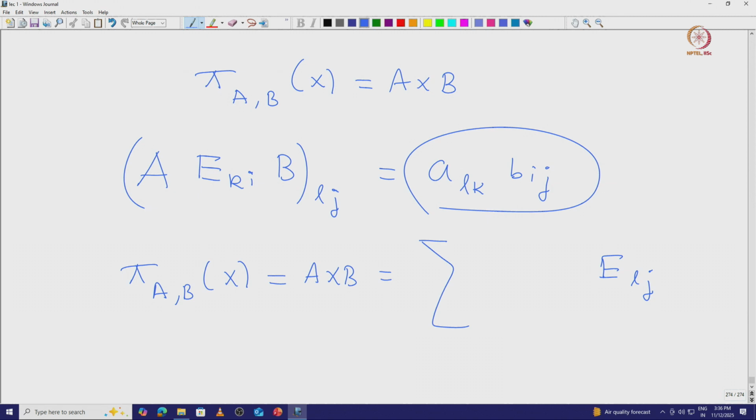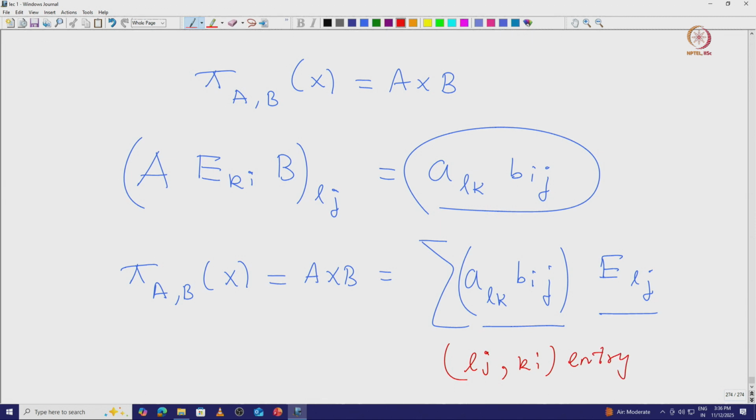We want to write down A X B in terms of the linear combination of the basis, then we will be able to compute the E k i comma l j-th entry. You can see that the coefficient of E l j is exactly A l k B i j. So, this is the coefficient. That means this is exactly equal to the (l j comma k i)-th entry in the matrix of this pi A B.